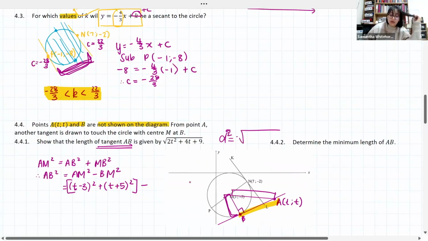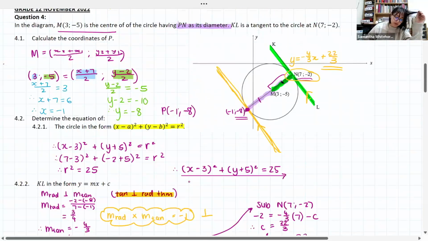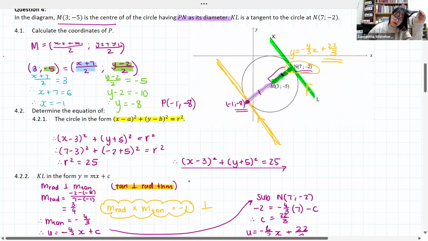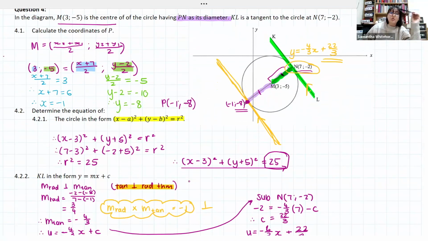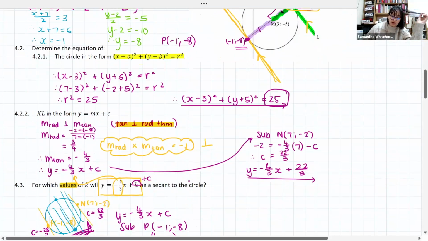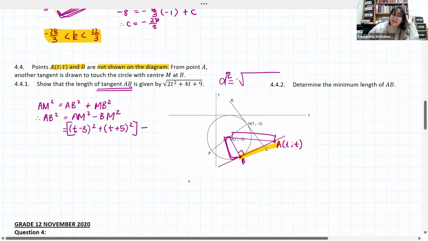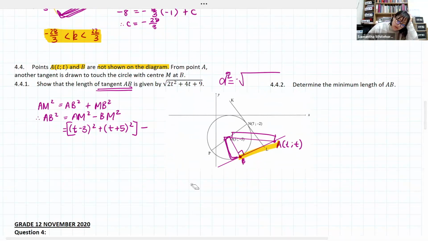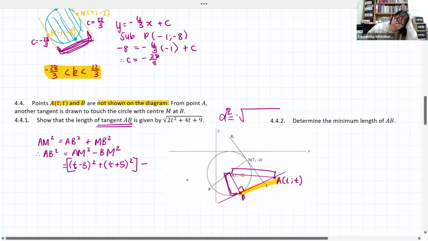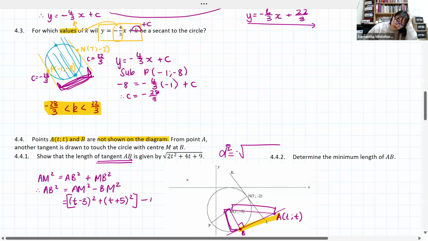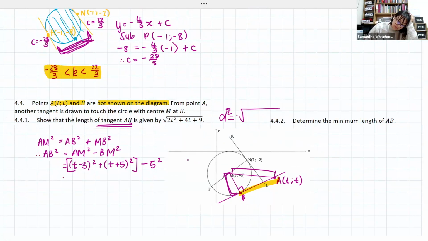You already worked out way back in your first question, second question, that your radius was 5 units long. So because BM is a radius, you know that that's just minus 5 squared. Oh, this is going to give me 5 squared. And now we go and solve.